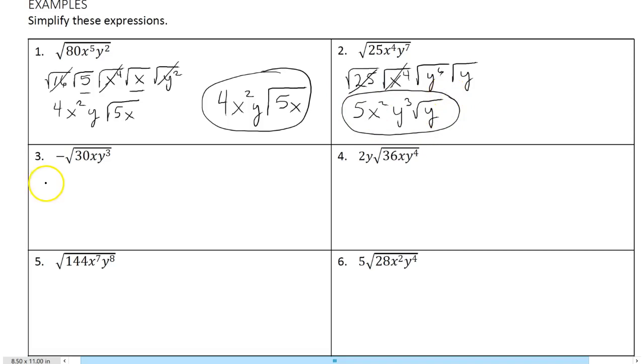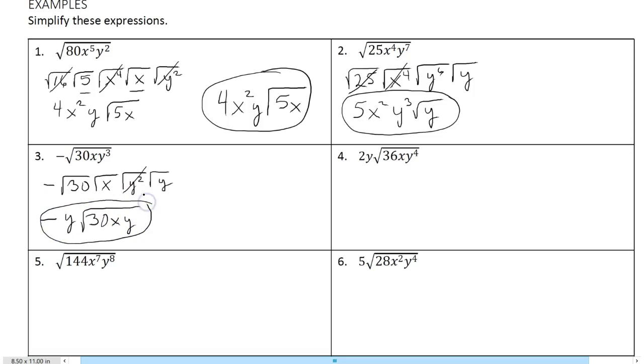In the next example, leave the negative on the outside. 30 has no perfect square factors, nor does x. Y to the third can be factored into y squared times y. The square root of y squared is y. Put that on the outside. All the other terms stay on the inside. Final answer, negative y times the square root of 30xy.